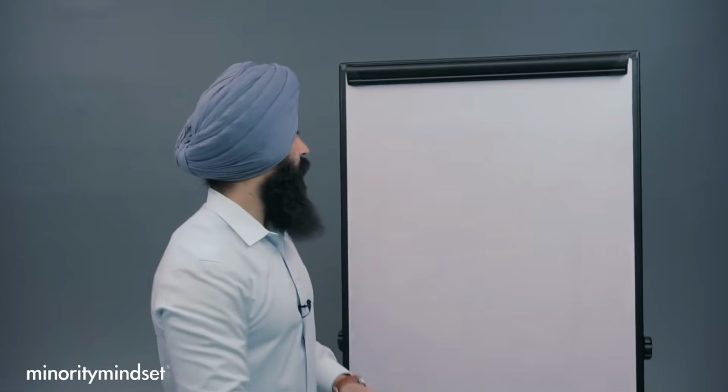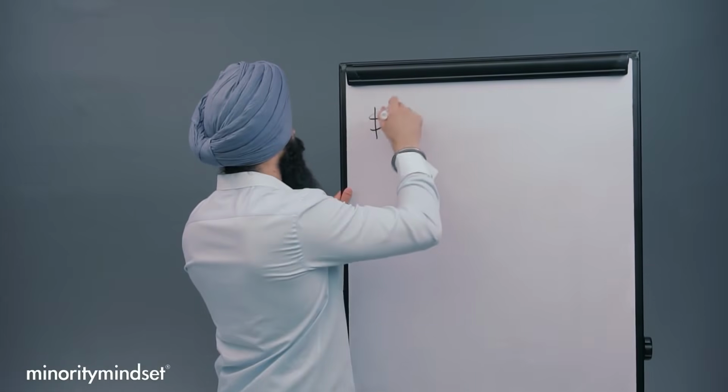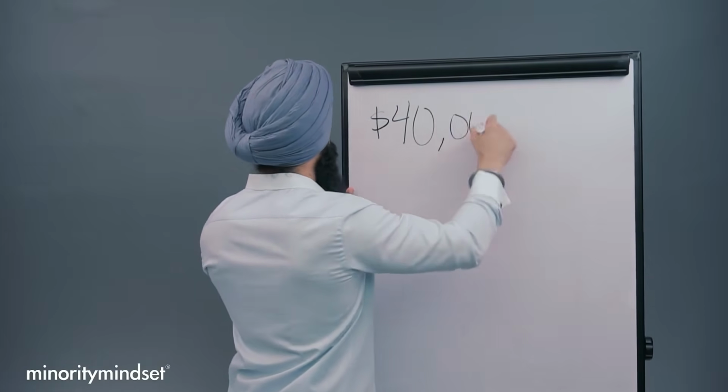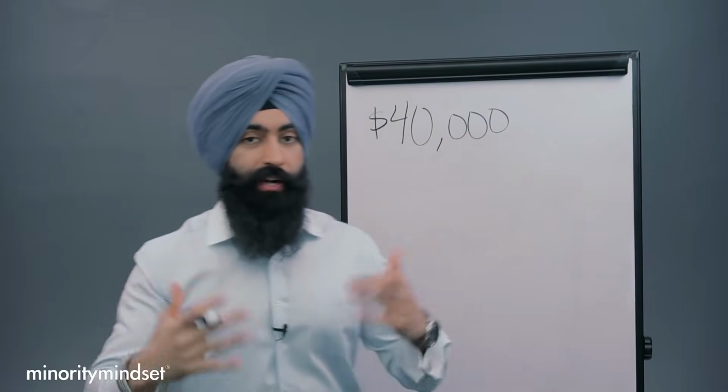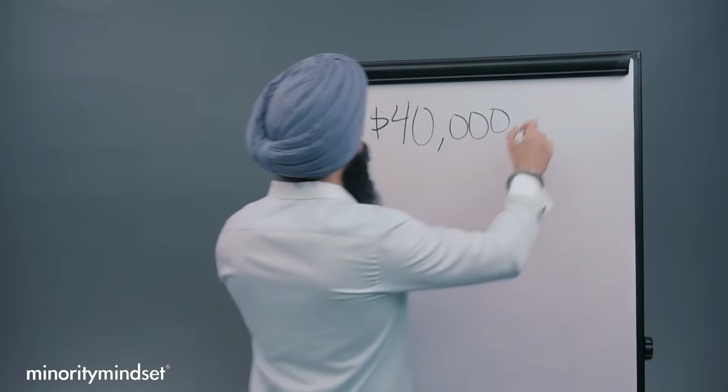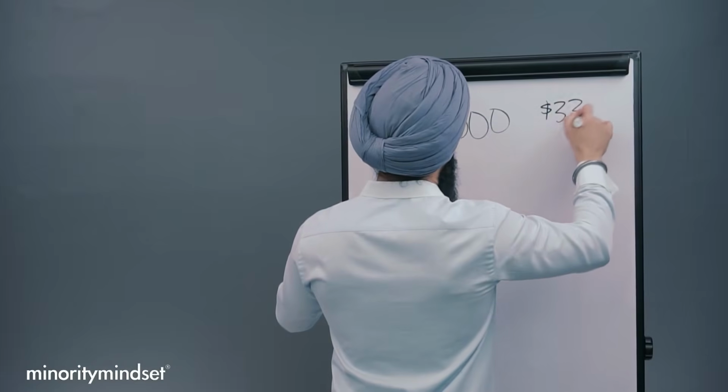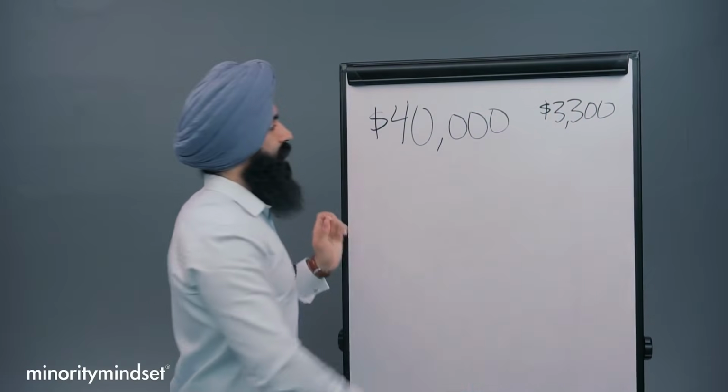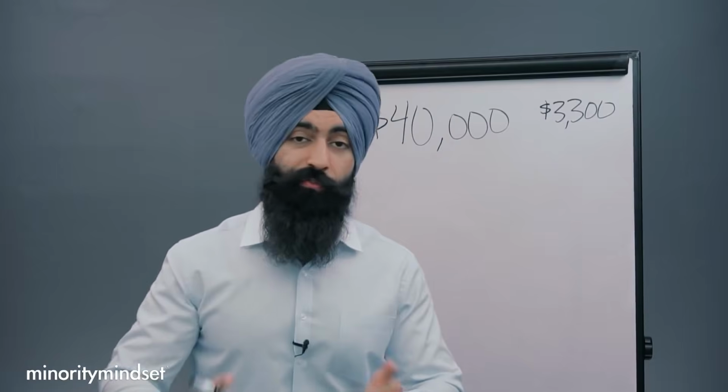So if you want this cash flow from your investments, this passive income to cover your expenses, you got to know what it's going to take. And let's assume, for the sake of this example, that you want $40,000 a year to cover your expenses. $40,000 a year is just over $3,300 a month. So you want to make $3,300 a month in cash flow from your investments.